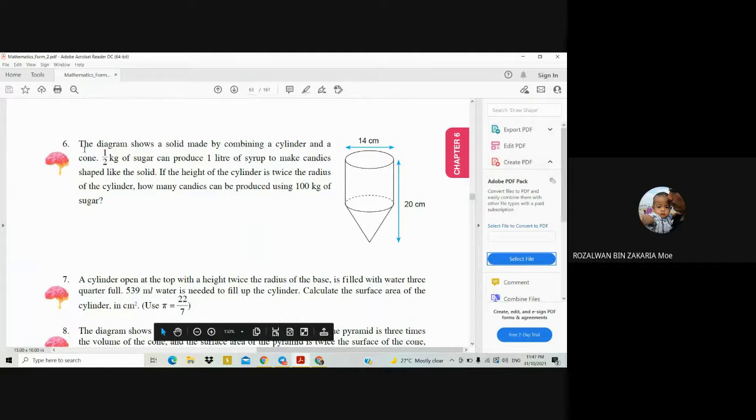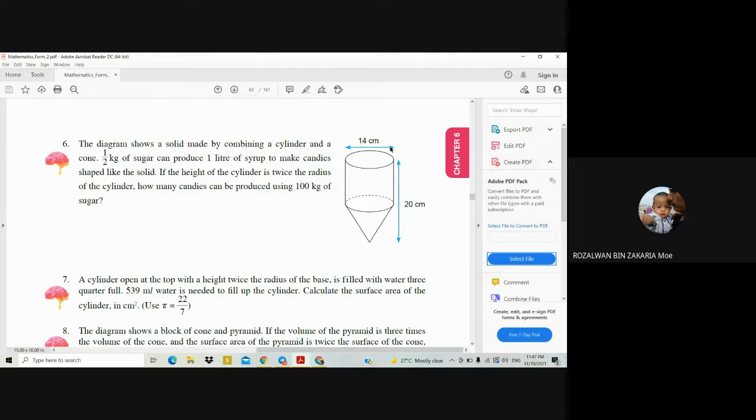The question is: the diagram shows a solid made by combining a cylinder and a cone. Half a kilogram of sugar can produce 1 liter of syrup to make candies shaped like the solid. If the height of the cylinder is twice the radius of the cylinder, how many candies can be produced using 100 kg of sugar? So this diagram is given to you, a combination of the cylinder and the cone.